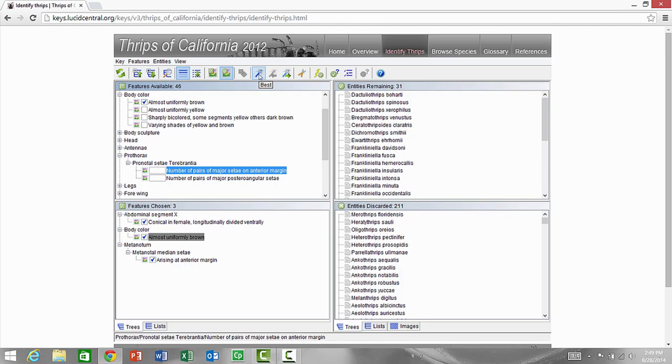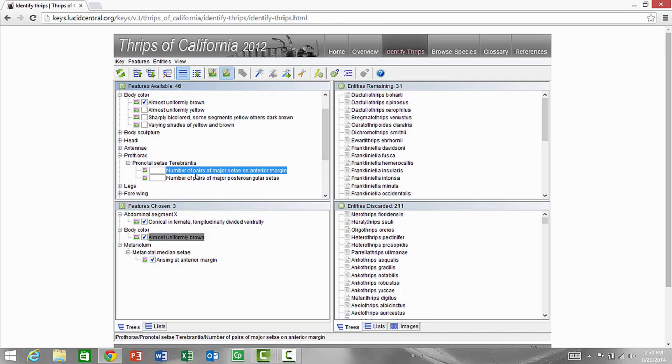Now I go to the next best character, and it's going to say pronotal setae, Terebrantia. And obviously we have Terebrantia here. We could see the serrated ovipositor. It's pretty obvious even under this low magnification. Again, for small insects, it's very important to focus up and down. But you can see we have two major setae, posterior angular setae.